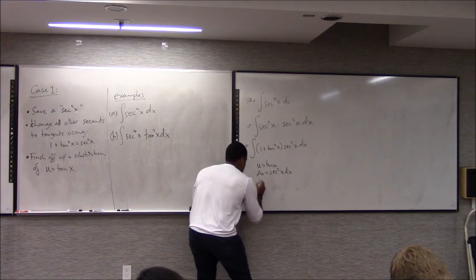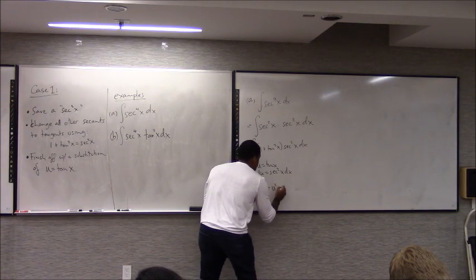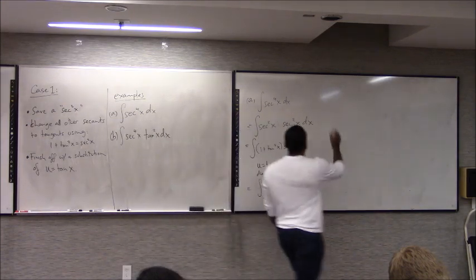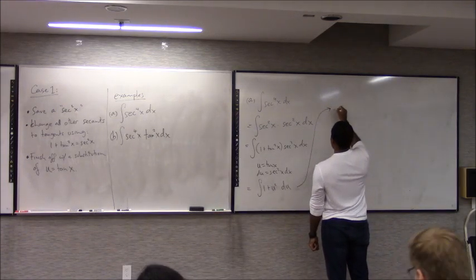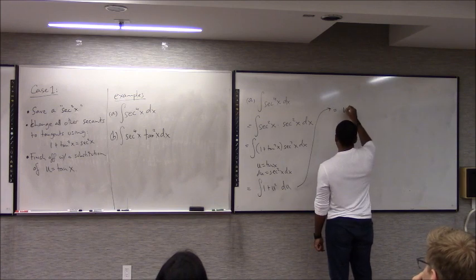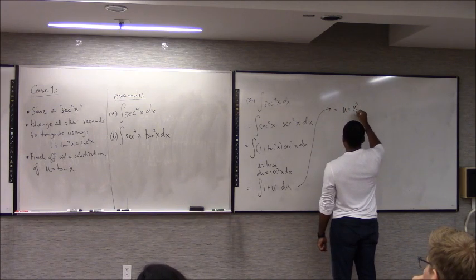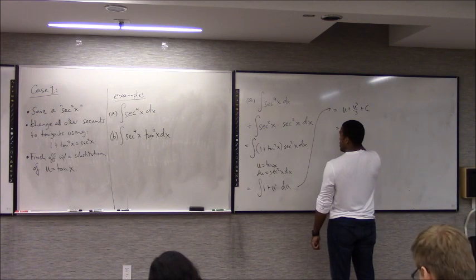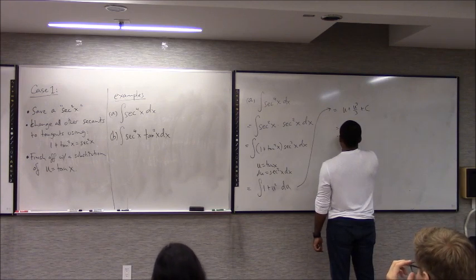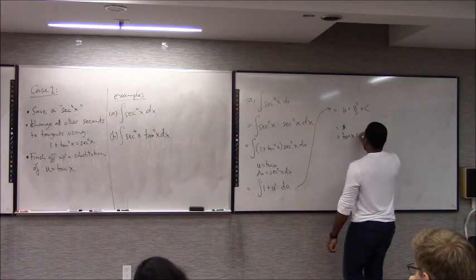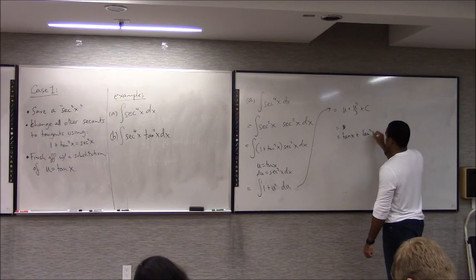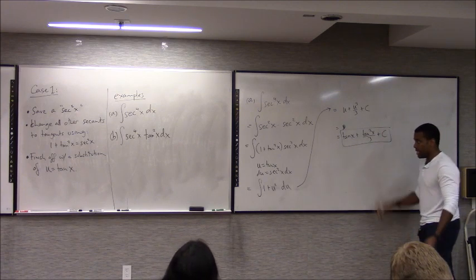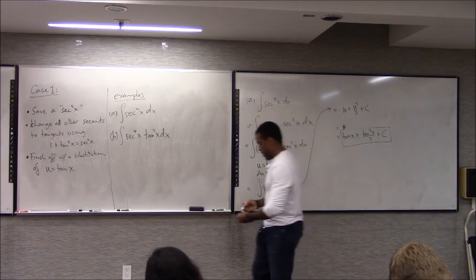And so this integral just becomes the integral of 1 plus u squared du, which is u plus u cubed over 3 plus C. Since u equals tangent, that's tangent x plus tangent cubed x over 3 plus C. And you can differentiate that, and you'll see that you get secant to the fourth.